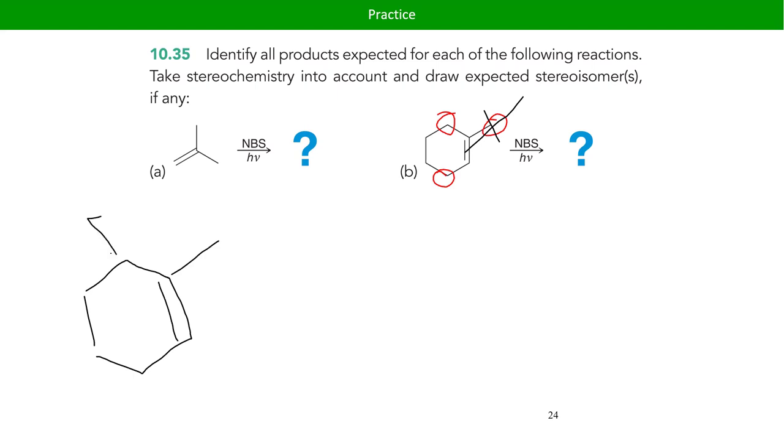You could have the bromine up and the methyl. There is no methyl. The bromine up on this spot, or bromine down in the same position.